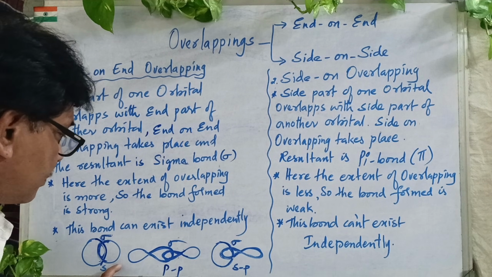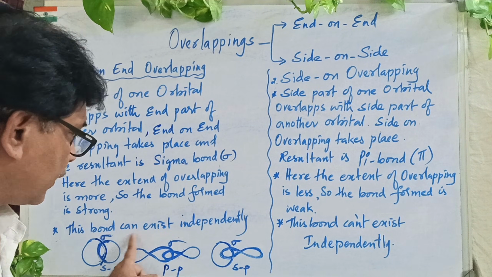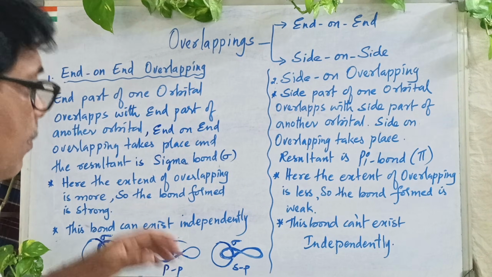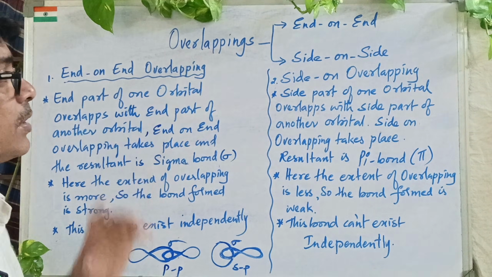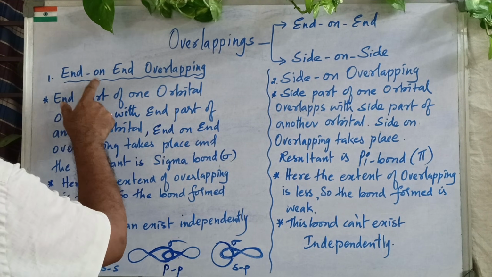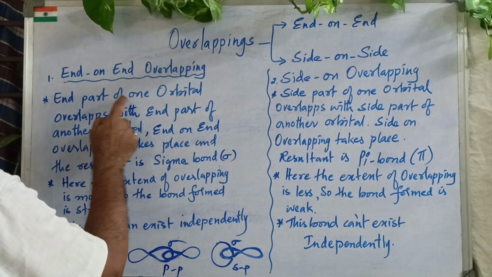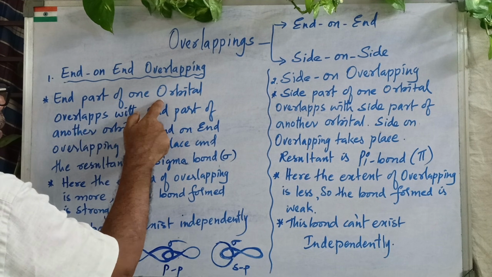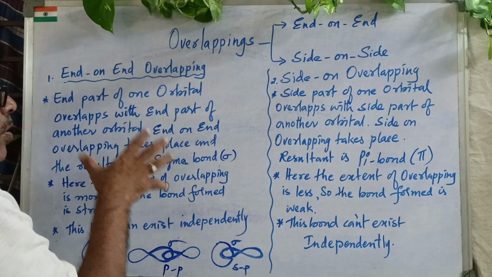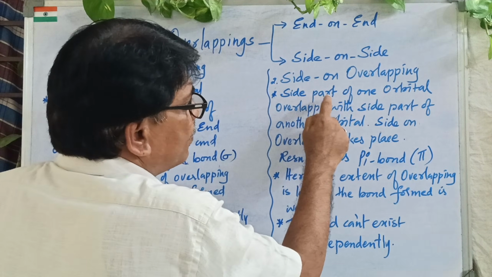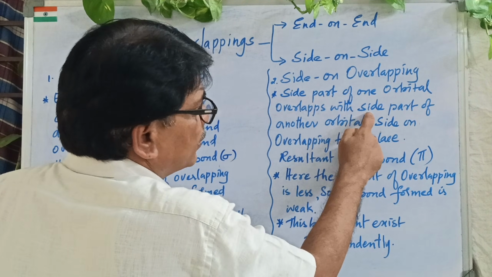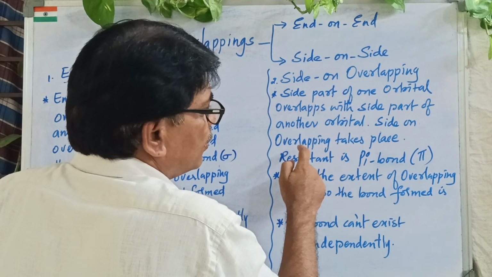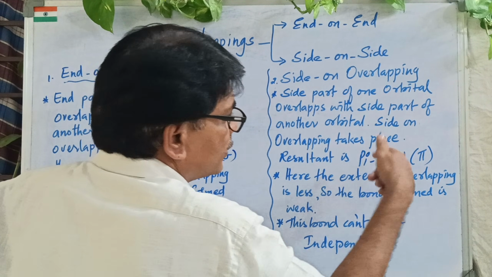And next is, this bond can exist independently. You should understand, very important point. Before explaining this one, I'll go to side on. See, end on end, what did you say? End part of one orbital overlaps with. I told you part of one orbital overlaps with is the extra line. Same it is. Side part of one orbital overlaps with side part of another orbital. Side on side overlapping takes place, resulting is pi bond.